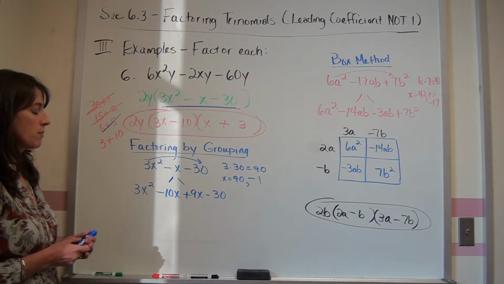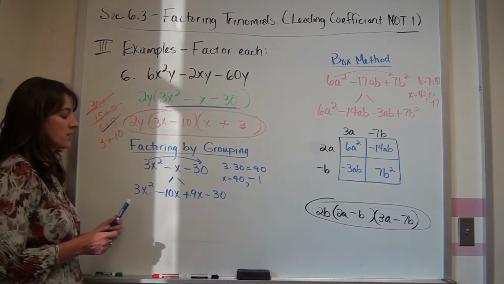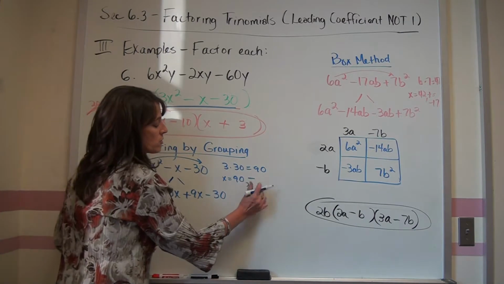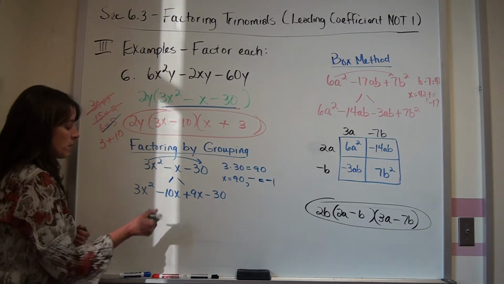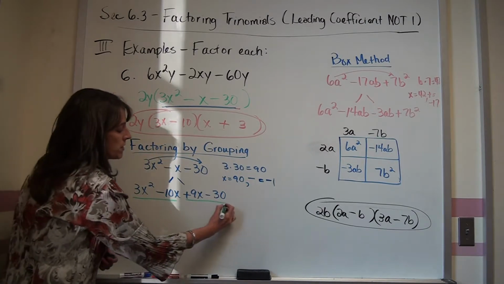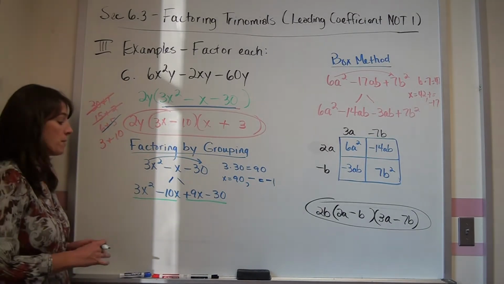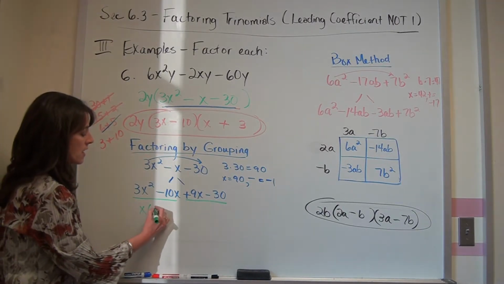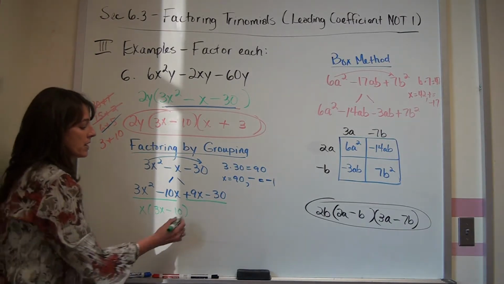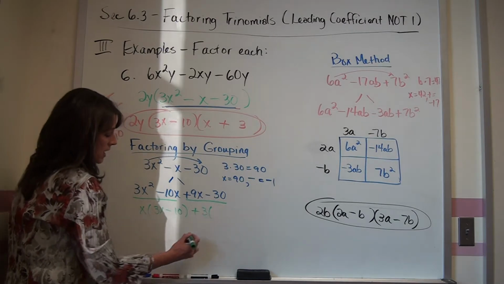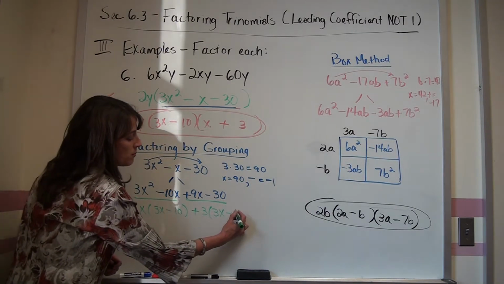Because 10 times 9 will give me 90, and negative 10 plus 9 will give me a negative 1. They're going to subtract to be that negative 1. So now I'm going to group them up. I'm going to group these two, and I'm going to group these two. Now within these two, what's common that I can divide out? Just an x. And I'm left with a 3x minus 10. Here, what's common? I can divide a 3 out of each. And I'm left with a 3x and a minus 10.